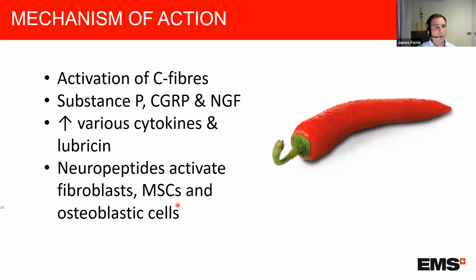These neuropeptides and cytokines have a metabolic effect on the cellular environment. We also get the release of lubricin, which is really important when we're treating osteoarthritis. Lubricin is basically a lubricant that helps things move. So when we're treating some tendon pathologies, but also osteoarthritis, it can help with the lubricating effect inside the joint. These neuropeptides have been shown to activate fibroblasts, mesenchymal stem cells, and osteoblasts as well.